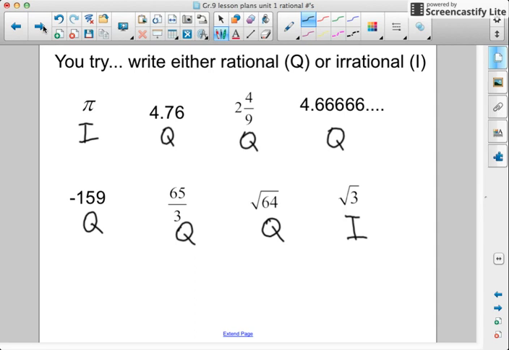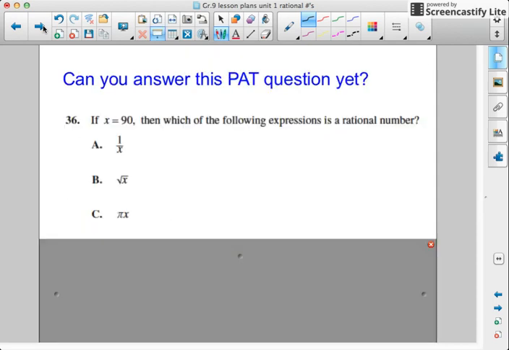Okay. And here's one question from a former test that you can try. So you can pause it and give it a shot, see if you can answer it.